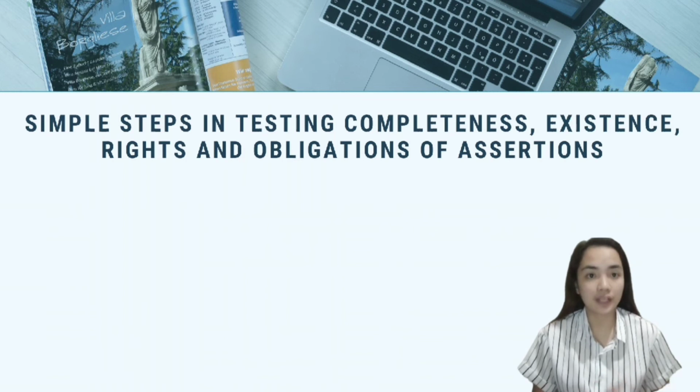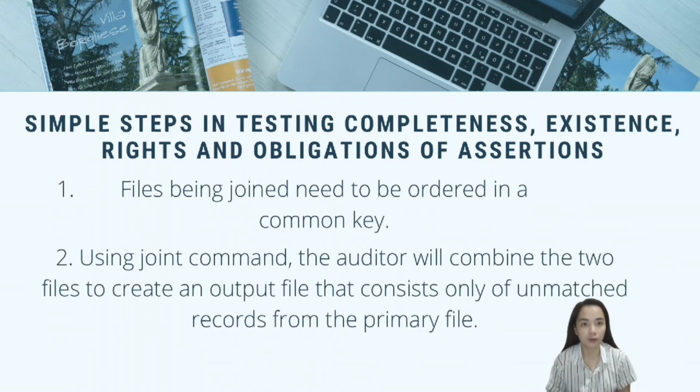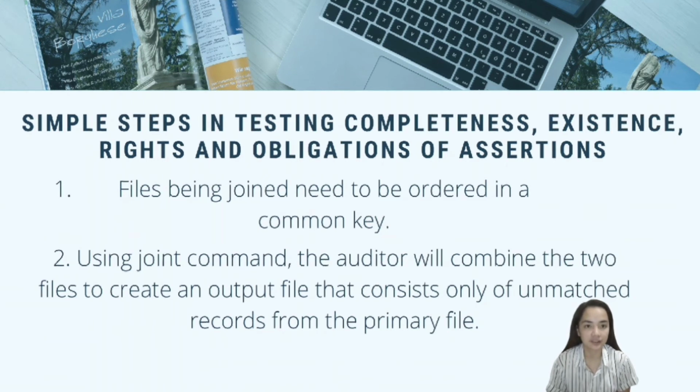two simple steps. First, the two files being joined need to be ordered on a common key using the PO number. Then, you have to join the two files to create a combined output file, but this time, the relevant option is to create an output file that consists only of the unmatched records from the primary file. If the output file contains any records, the auditor needs to review this information with management to determine if the appropriate adjustments were made to the accounts payable balance.